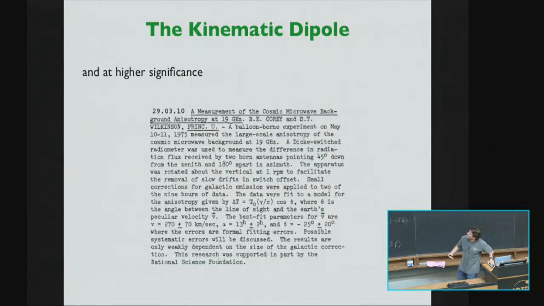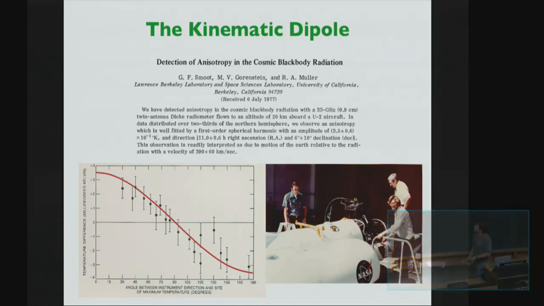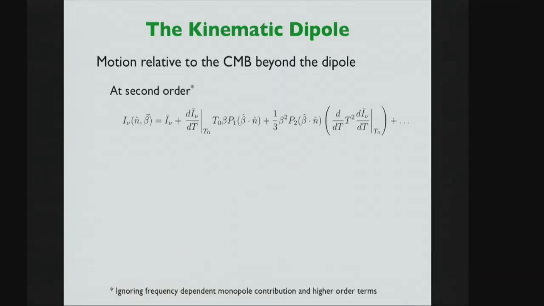And then obviously as you go on, the measurements become more and more precise. So there were measurements at higher significance. Again, some of them by the group at Princeton. And then you probably have heard about the measurement of the dipole by Smoot and collaborators. And here, this was measured from a U2 spy plane. And these were actually the radiometers that were used on the COBE DMR. So this was testing the DMR radiometers. And so here you see a picture of the group. And here you see the measurements. So obviously much higher significance now than the previous measurements. So this is the history of the dipole.